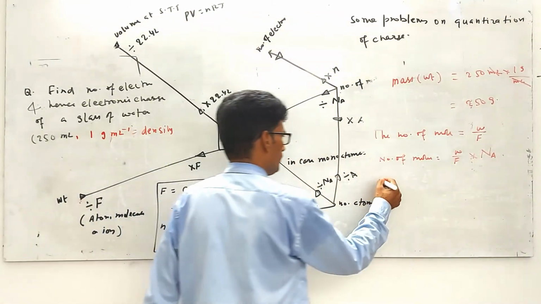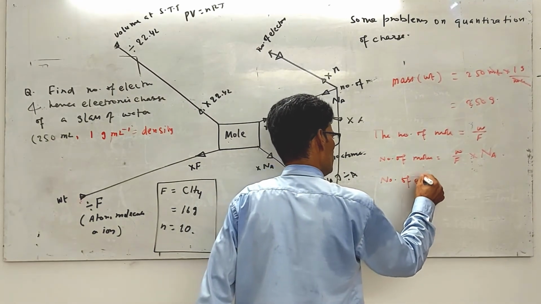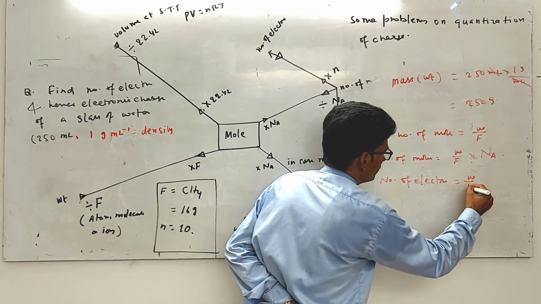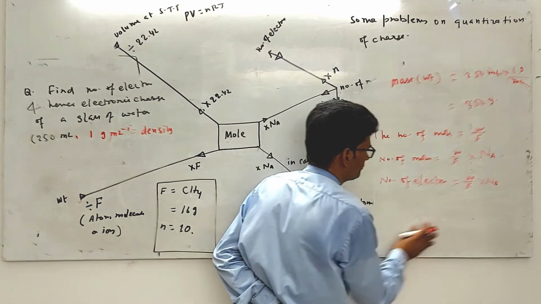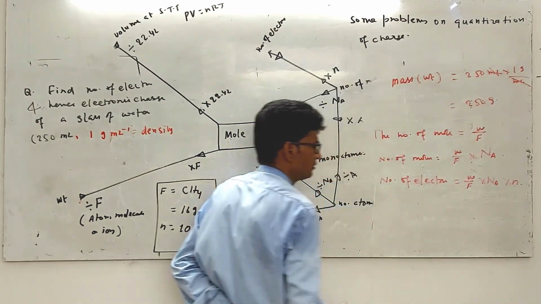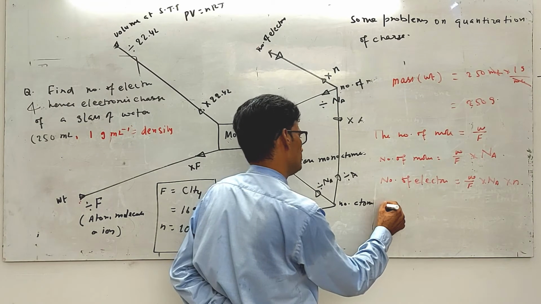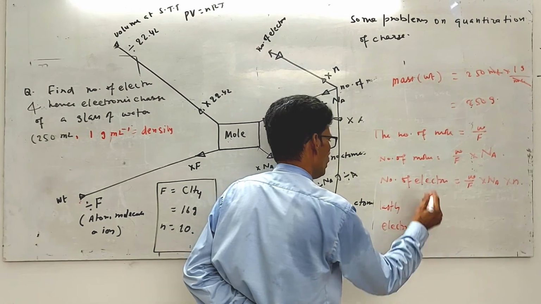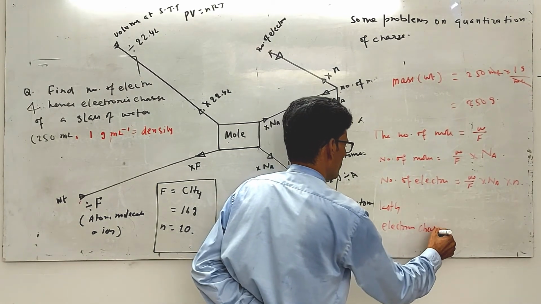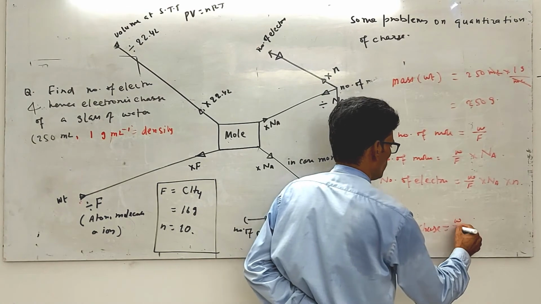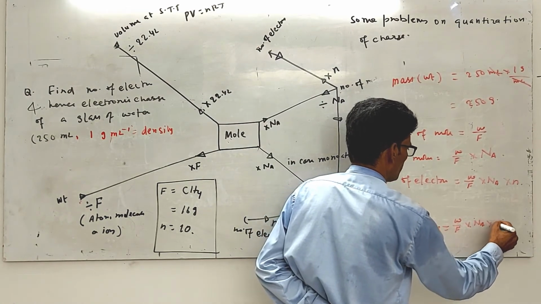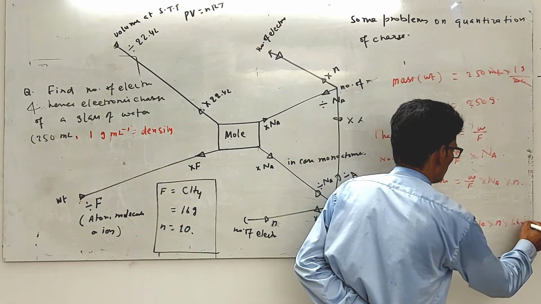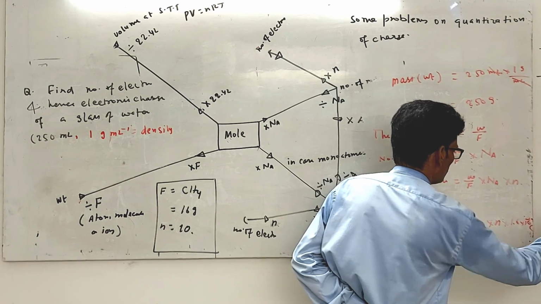Okay. Now the number of electrons. The number of electrons comes out to be W by A multiplied by Avogadro number and by the small n. Now the electronic charge. Lastly, electronic charge. Electronic charge is equal to W by F multiplied by Avogadro number multiplied by the number of electrons in 1 unit, and then 1.6 multiplied by 10 to the power minus 19 coulomb.